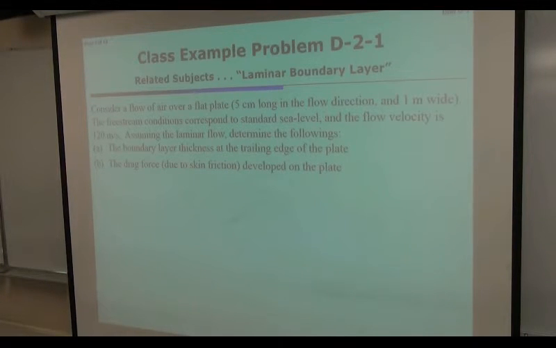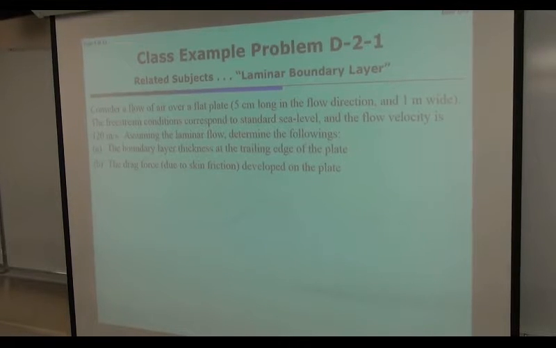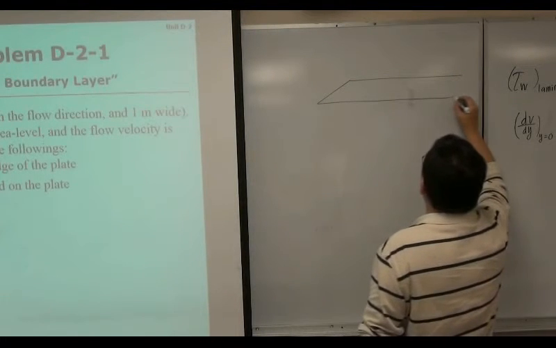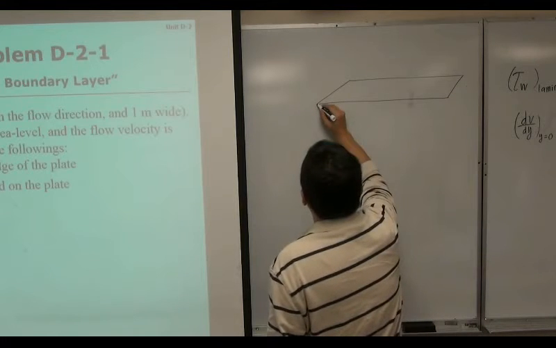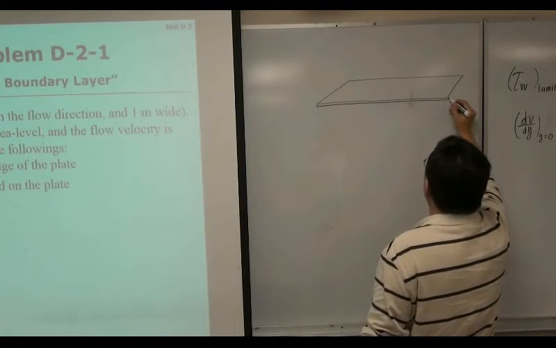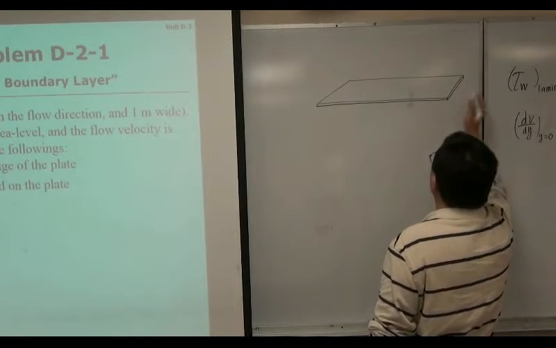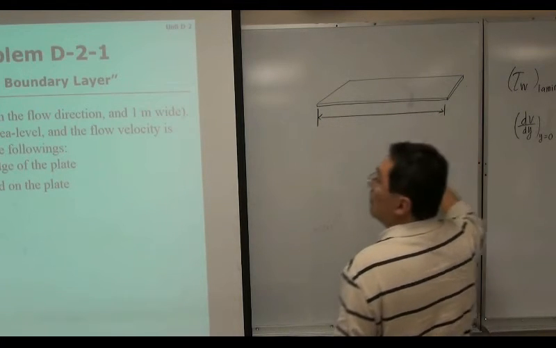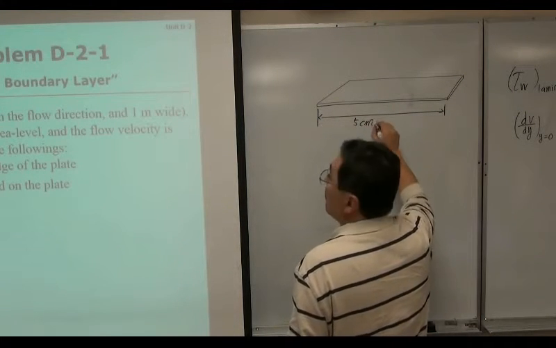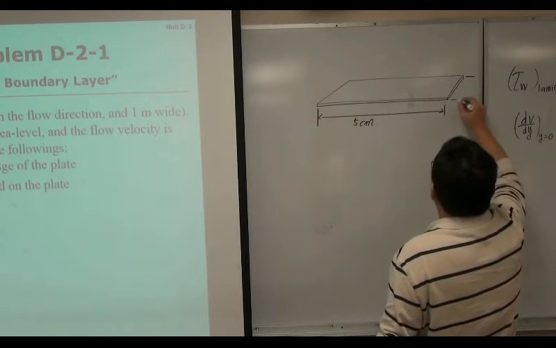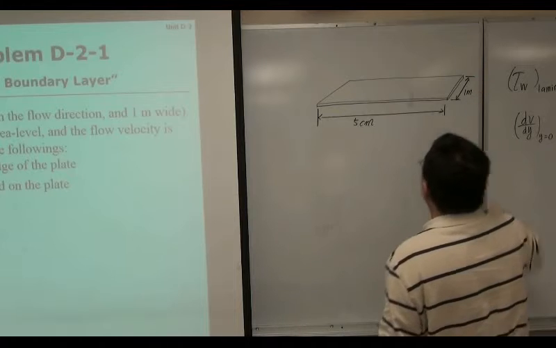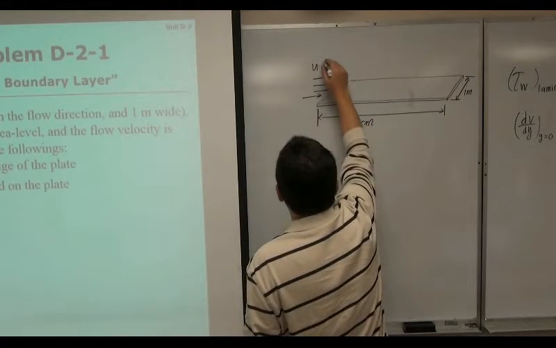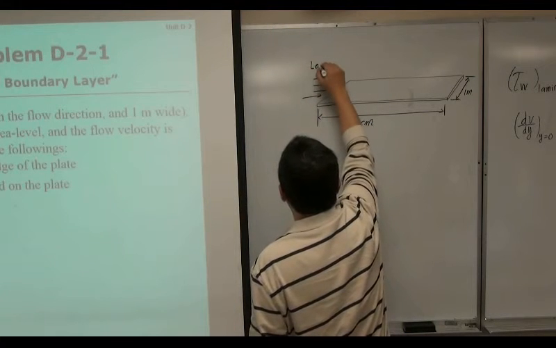Okay. So let's consider a flow of air over a flat plate. So this is a flat plate, a very thin flat plate. Length is 5 centimeter. Width is, let's say, unit width, so let's say this is 1 meter. This is all uniform flow. It's laminar uniform flow.